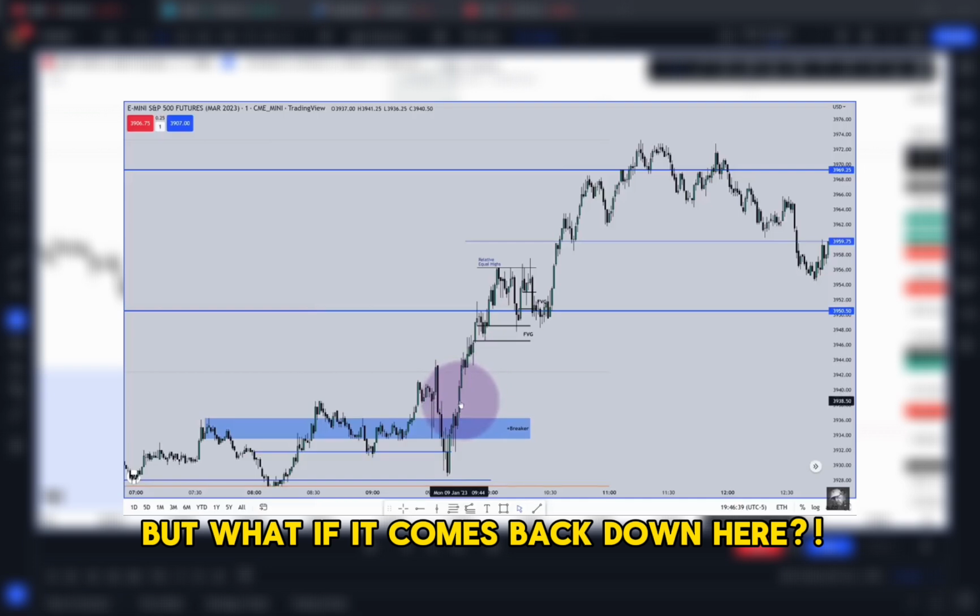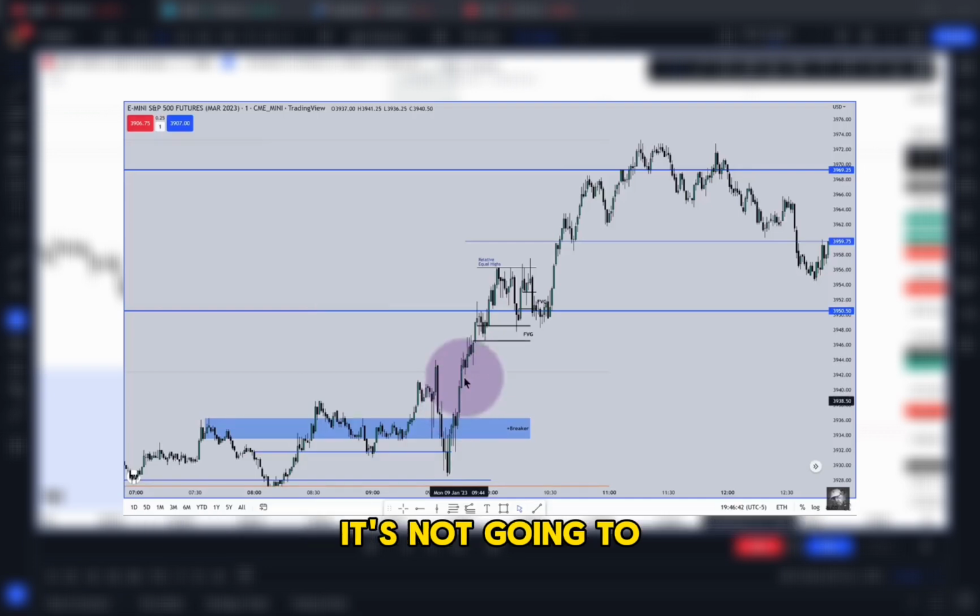But what if it comes back down here? It's not going to. It's just like a launching pad right here, and then it leaves it.